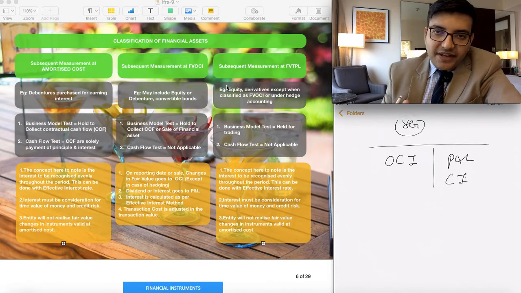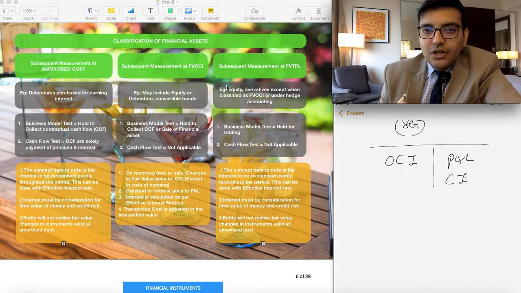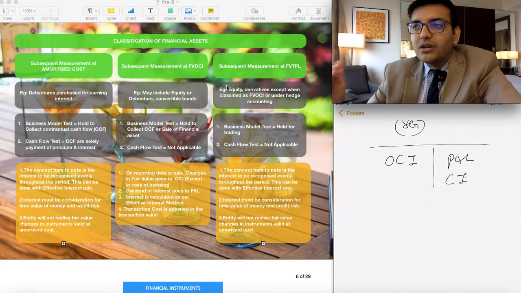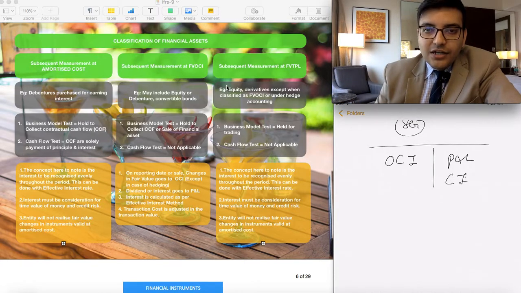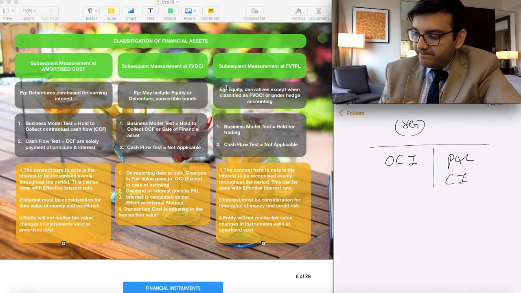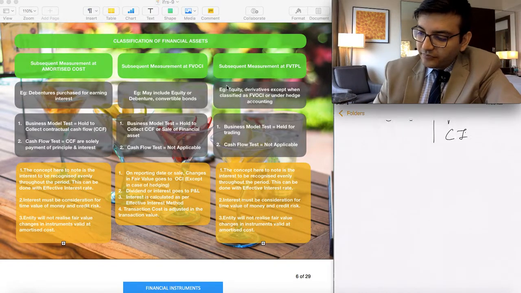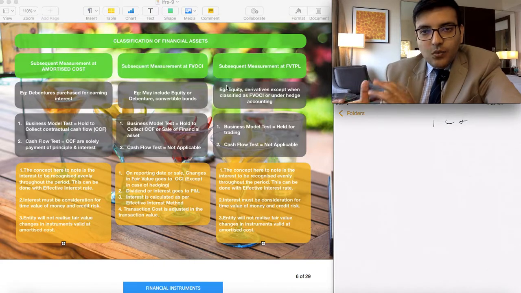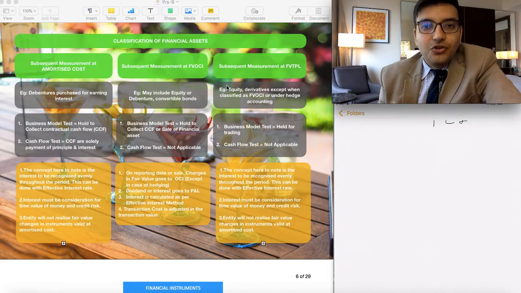Initially you have to classify them and measure at their actual values or transaction values. In some cases it will differ, I'll tell you, but at the balance sheet date, or you can say closing date, you have to measure them. This is called subsequent measurement. Subsequent means at the balance sheet date you have to measure them at amortized cost, or FVOCI or FVTPL. So this is why this is called subsequently measured.